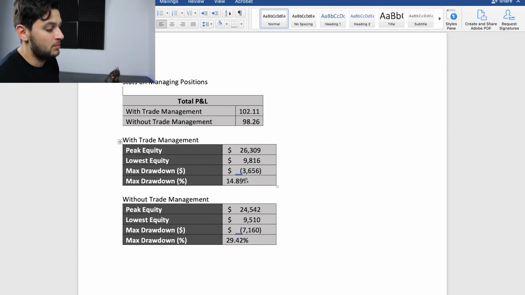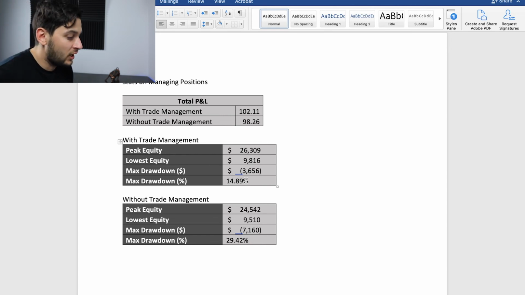So 14.89% with the trade management and the way that I showed you how I manage my trades in the example before. And if we go across to without trade management, so this is just taking the trades at face value, just initial stops, initial targets, what the difference is. And like I mentioned, the peak equity, the most money that the account would generate during the testing period of 5 years for this strategy, isn't really any different. It's $1,500 to $1,600 between with and without.